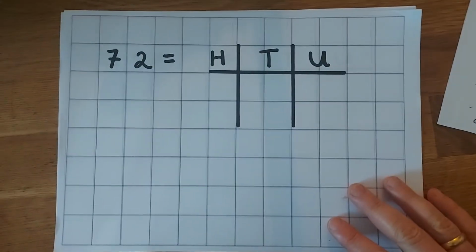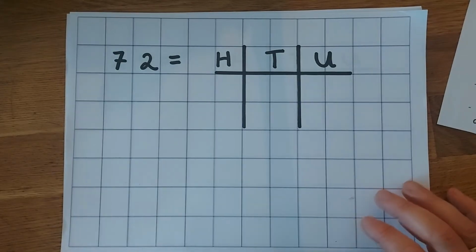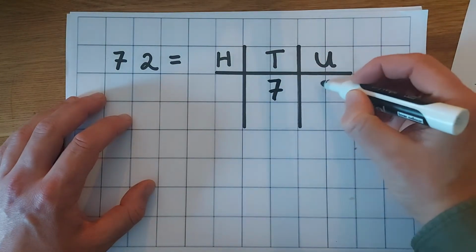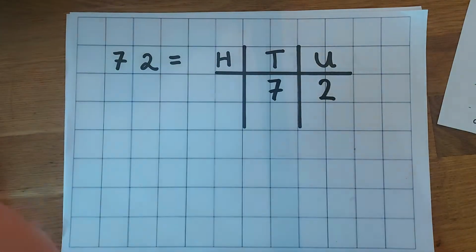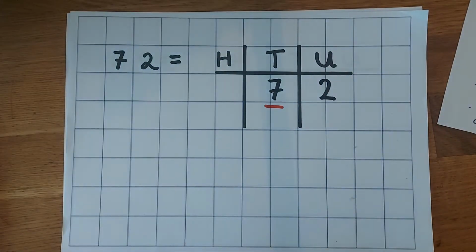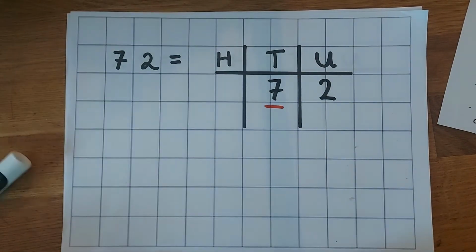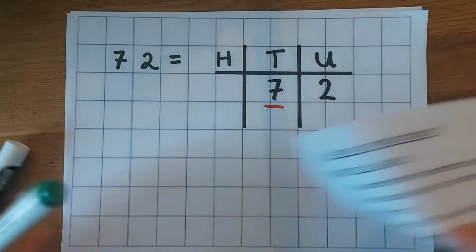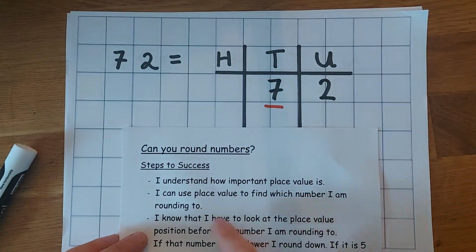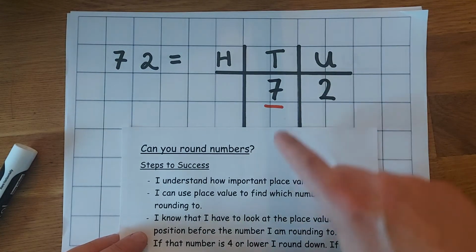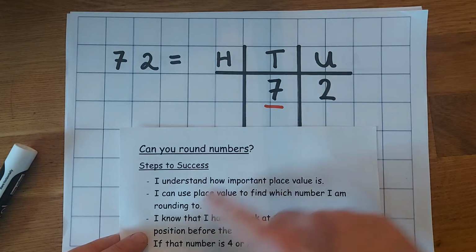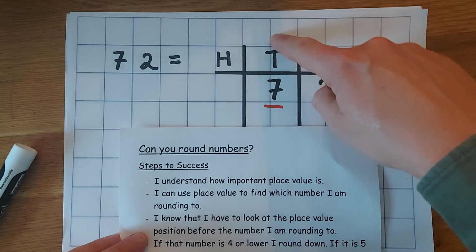So, first of all, we're going to be rounding to the 10. So, what does that mean? I'm going to write the 72 in, and I'm rounding now to this here. Okay, so I'm rounding to the 10. So, let's look back at our success criteria. Place value, I've drawn it out. I can use place value to find which number I'm rounding to. I'm rounding to the 10, so this is the number I'm rounding to.